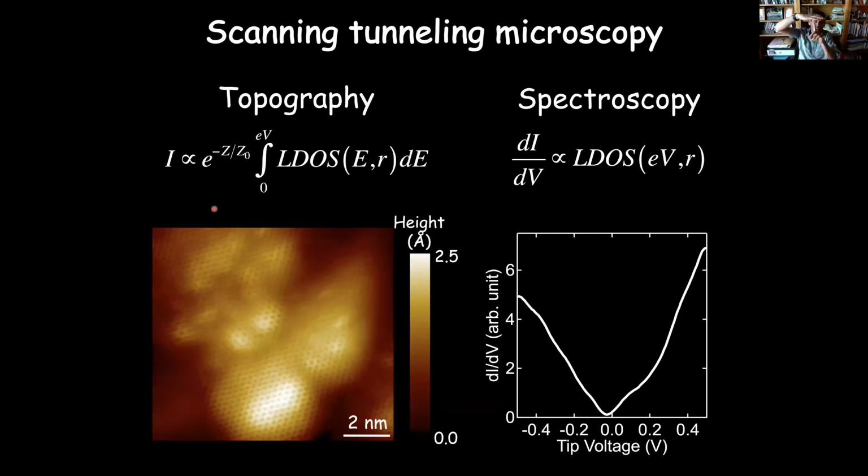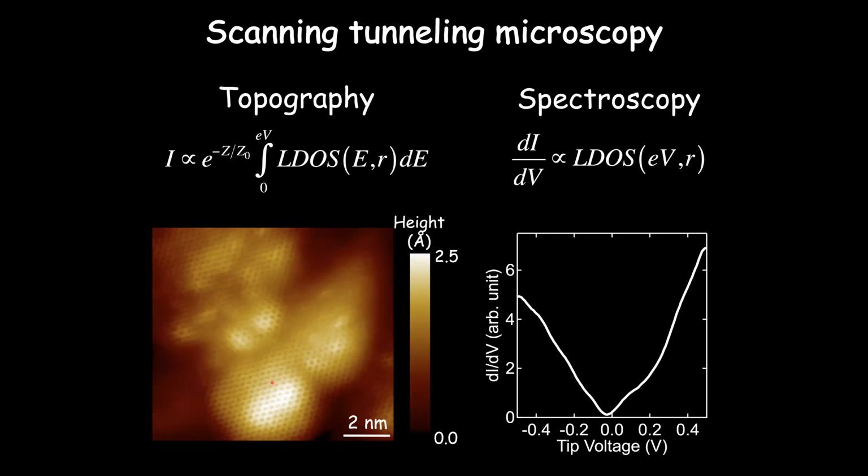So this image down here is an example of graphene on a silicon oxide substrate. You can see there's lots of corrugation, and then if you look closely, there are hexagons here corresponding to the honeycomb lattice of the graphene.